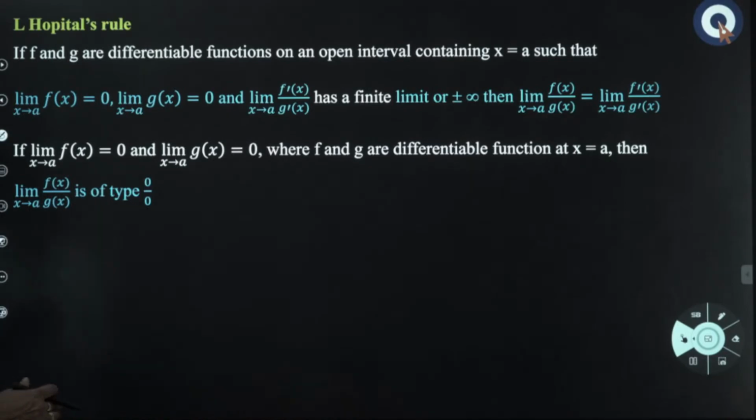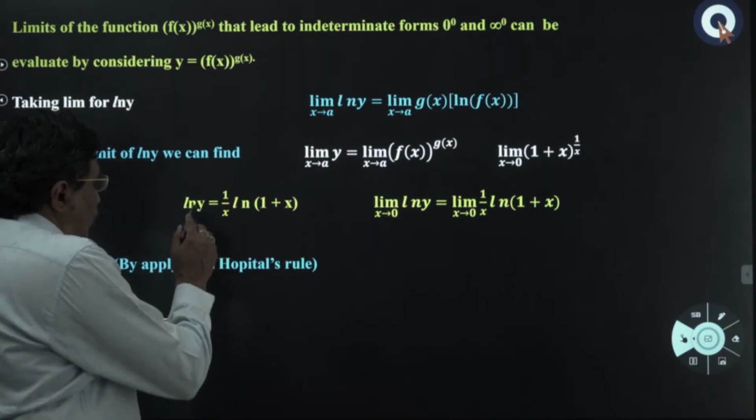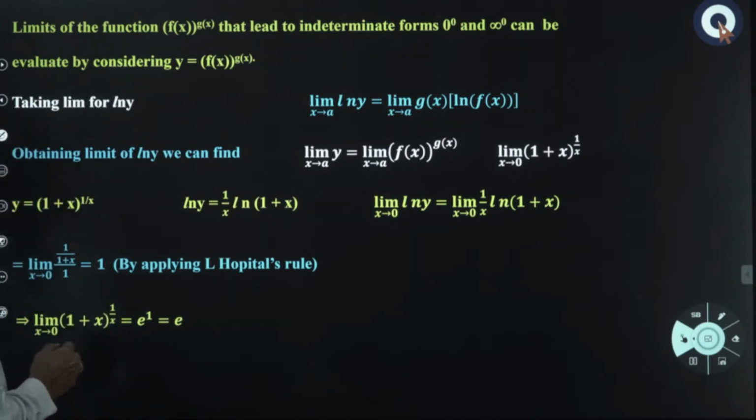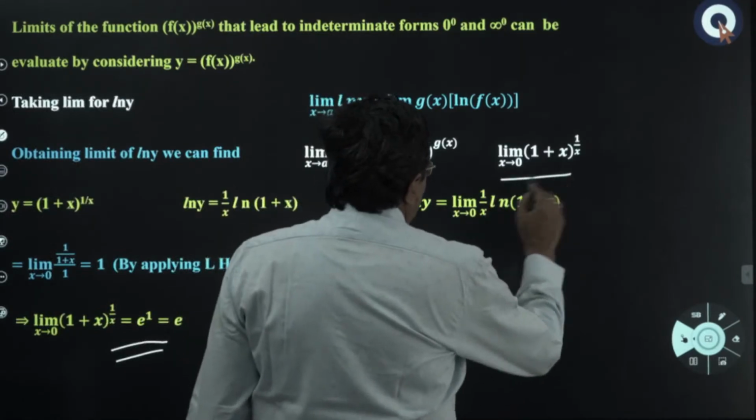And L'Hopital's rule is valid for 0 by 0 and infinity by infinity types. And for the other types, the f(x) power g(x) type of 0 power 0 or infinity to the power of 0, what we do is we take log on both sides and then use this limit of (1 plus x) whole power 1 by x as x tends to 0 is equal to e. This relation we will use.